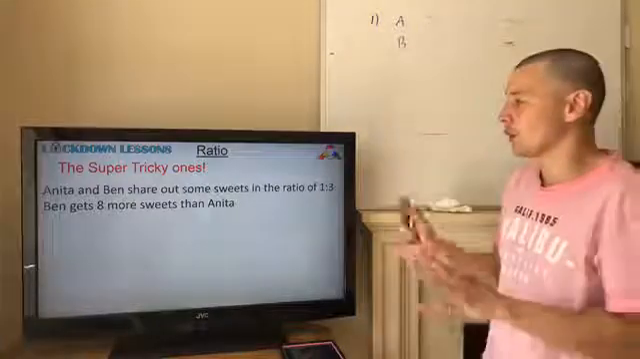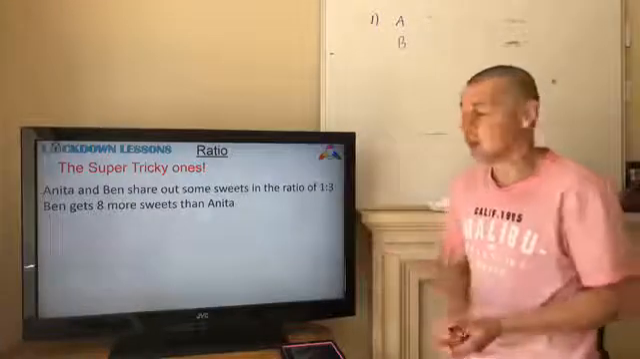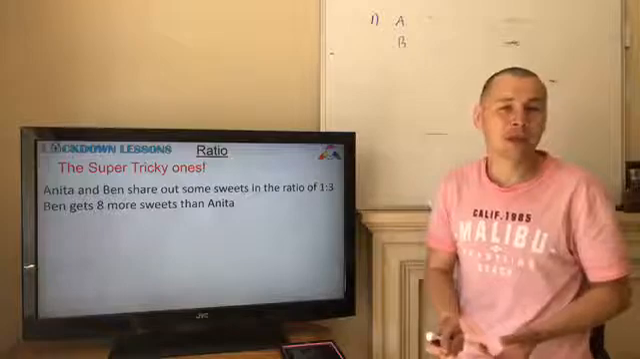Okay, so draw the bars and try and label something on there. Label on the information you've got.